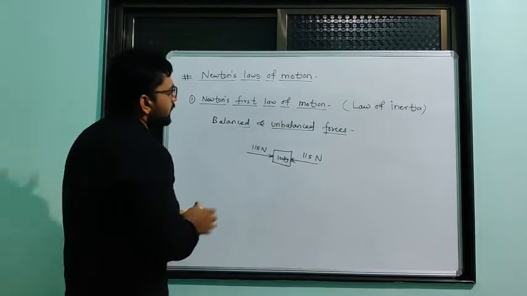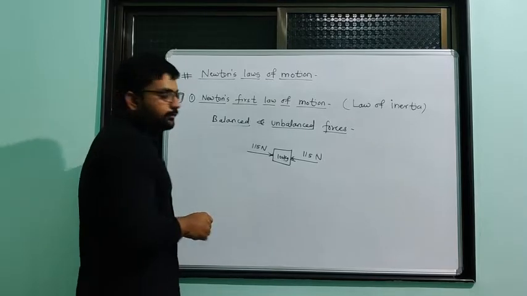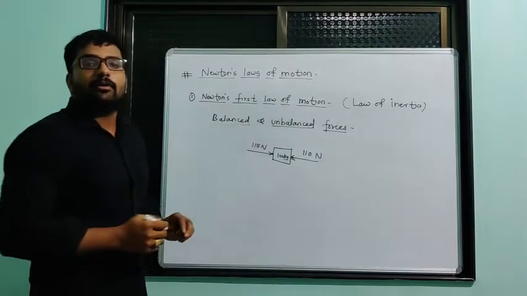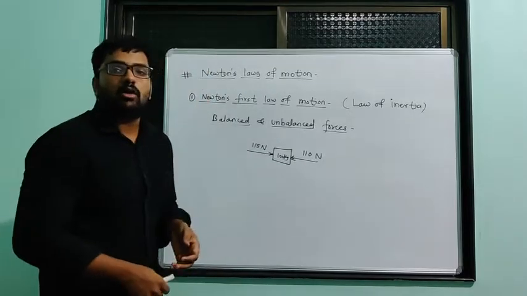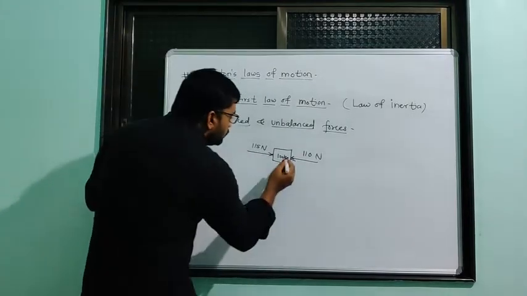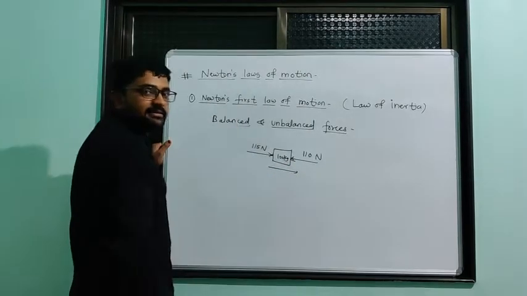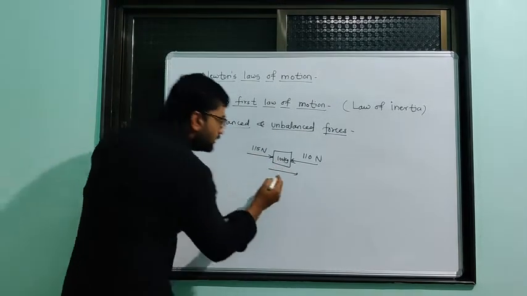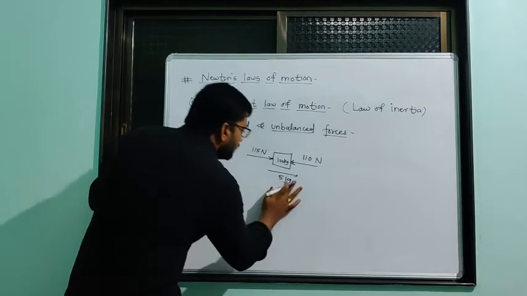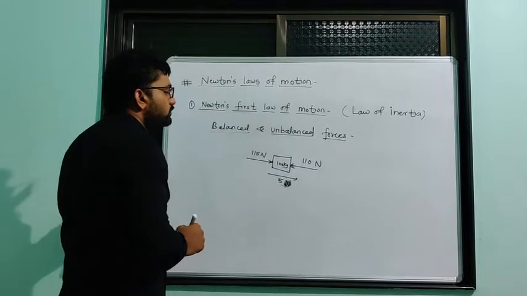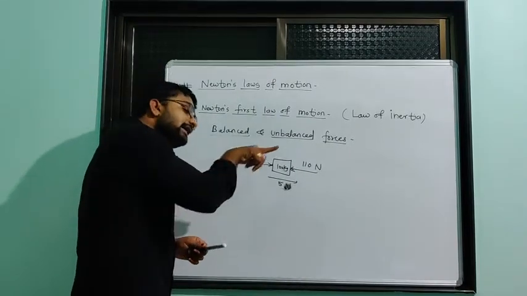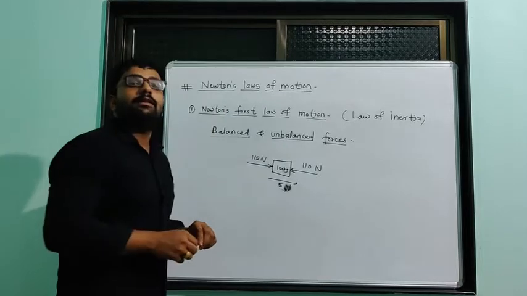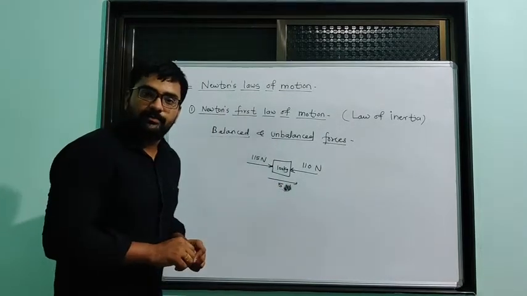Here the amount of force is the same, so the box will not move from its position. But now suppose this person applies 115 Newton force and this person applies 110 Newton force. Both forces applied on this block are not equal, so 5 Newton more force acts on this side, and the resultant force will be in the direction of the higher force. So the net force acting on this box will be 5 Newton, in the direction of the 115 Newton force, and then the box will be able to move from its position.